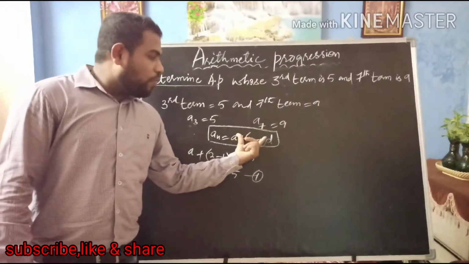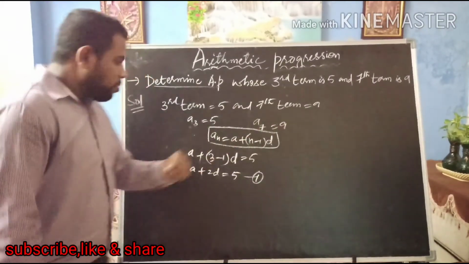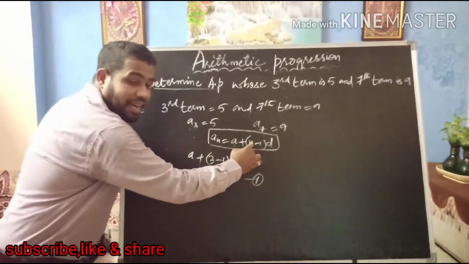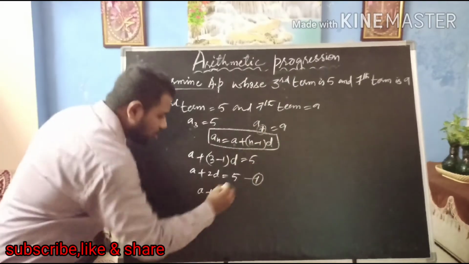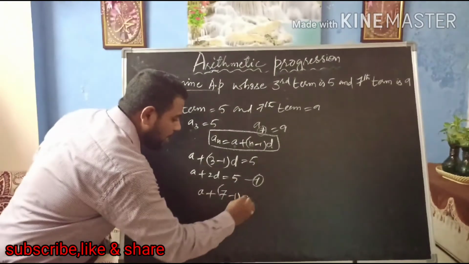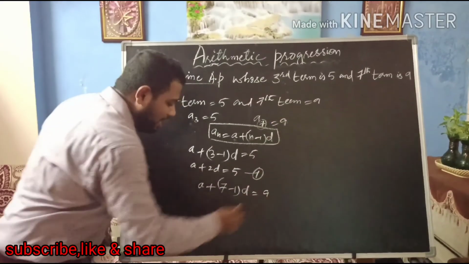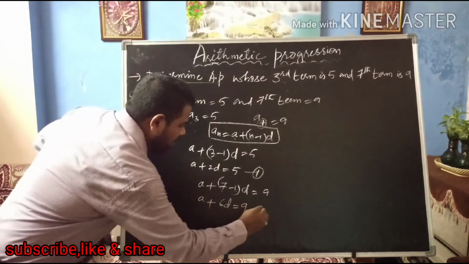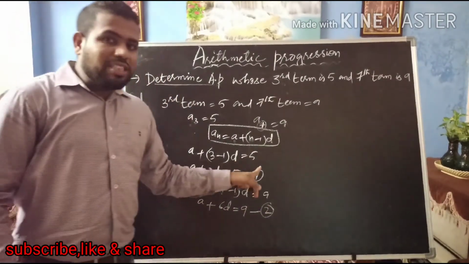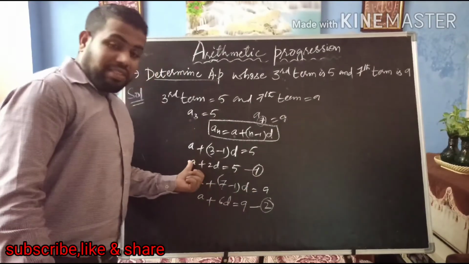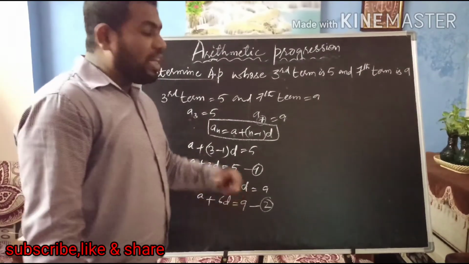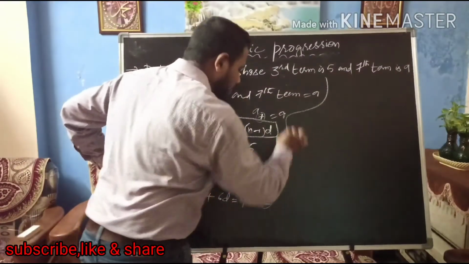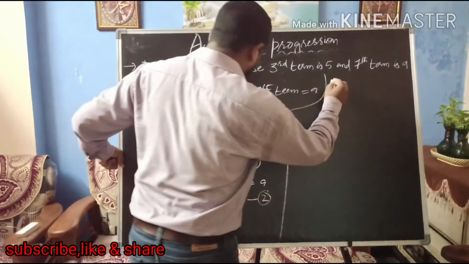Now I am going to apply the same term formula for the seventh term equals 9. Here for the seventh term, a is not given, so a is the same as a plus, and in place of n we can write what? 7. So I am writing here 7 minus 1 into d equals what is given? 9. So a plus 7 minus 1 is going to be 6, 6d equals 9. So this is our equation number 2. Now we are going to solve these two equations to get the first term a and common difference d. Once we get what a is and what d is, then we can determine the AP series here. Now I'm just going to solve these two equations here. What is the first equation?